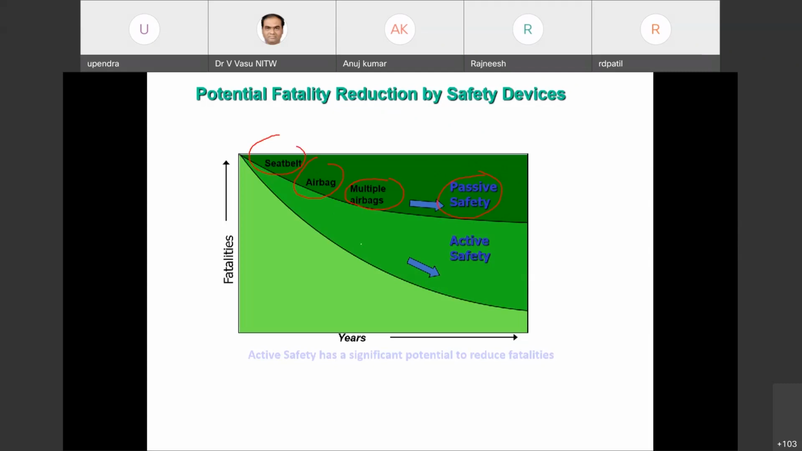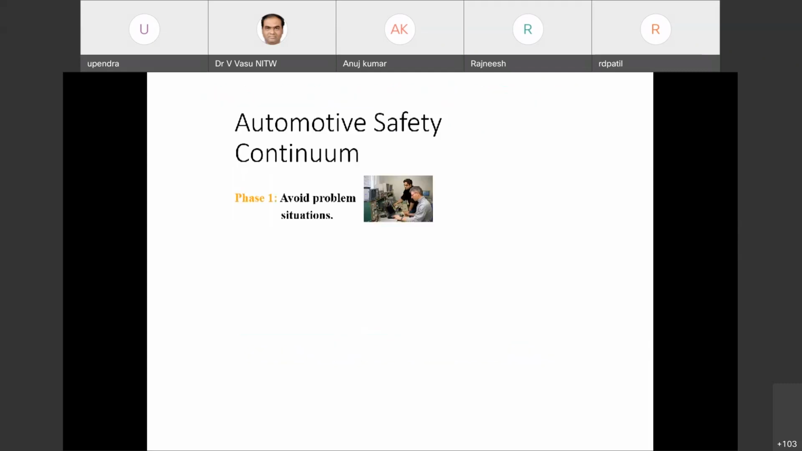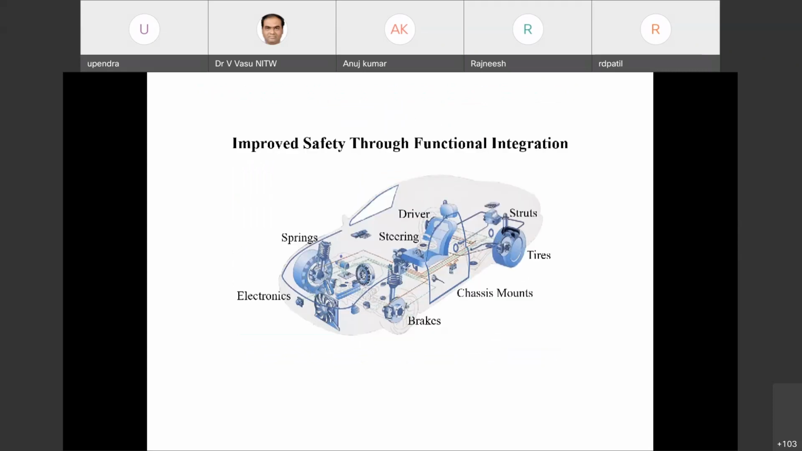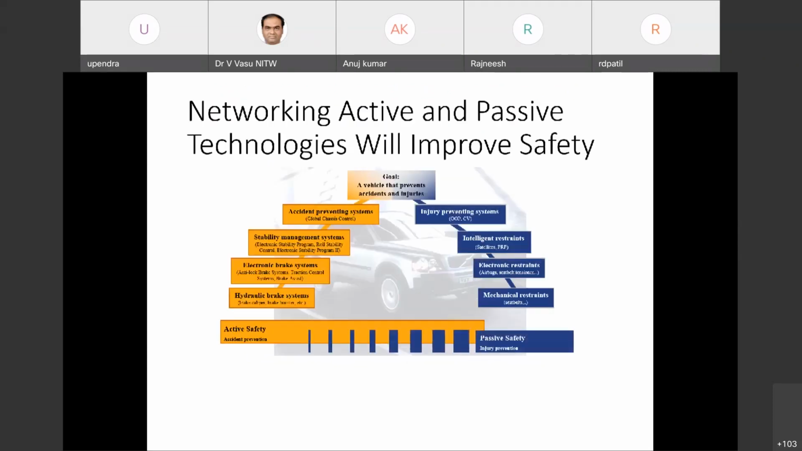And active safety means your ABS system, which comes under the active safety elements we have. So here we have active safety and passive safety. In the active safety, we have the hydraulic braking system.